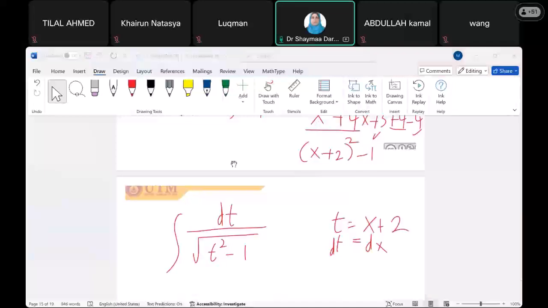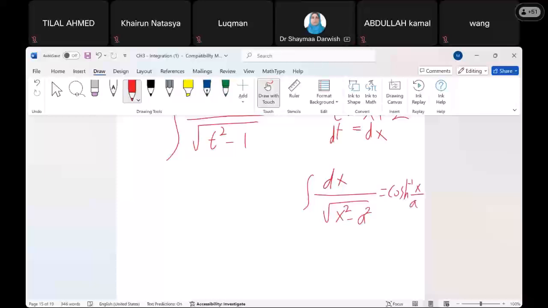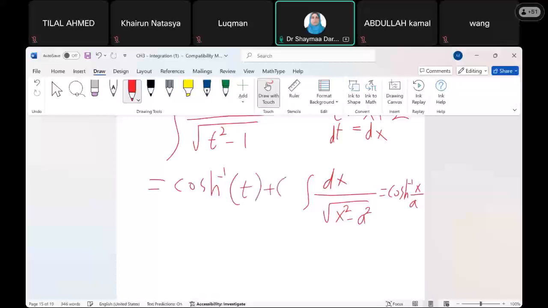We need to check back which formula we need to use. If you go back and check, this is the formula of cosh inverse, because the cosh inverse formula is the integral of dx over the square root of x squared minus a squared, equal to cosh inverse of x over a. So here a squared is 1, so a is also 1. Then cosh inverse t plus constant.